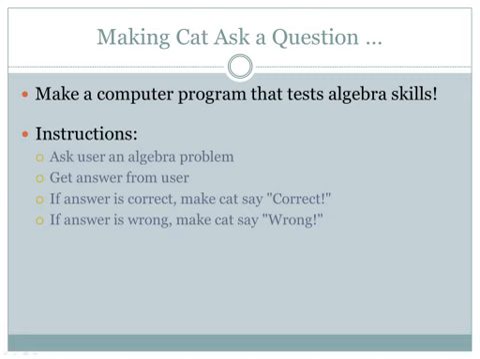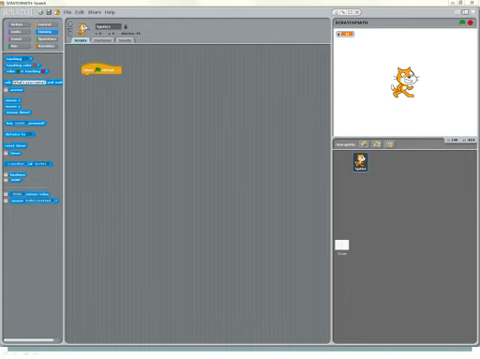And if the answer is correct, we'll make the cat say correct. And if the answer is wrong, we'll make the cat say wrong. So here we have the cat in our Scratch program. And as we all know, we use the when green flag is clicked to start our program. So let's go ahead and use that.